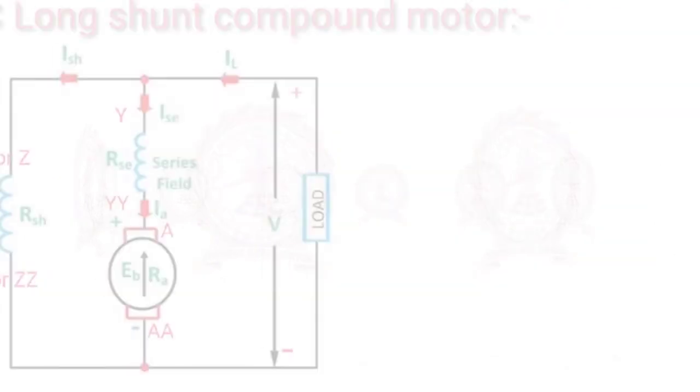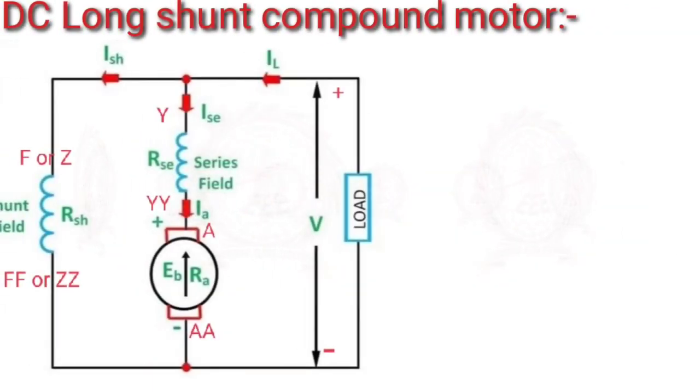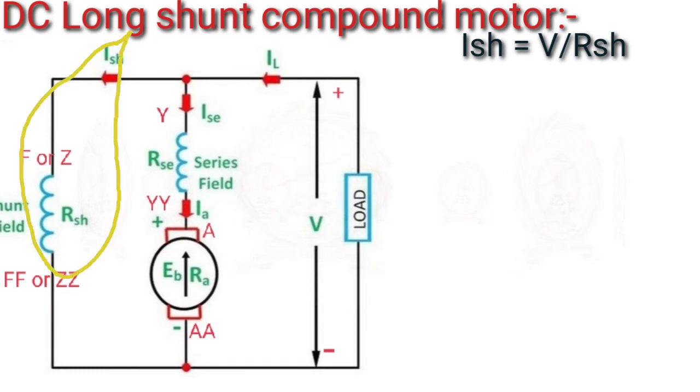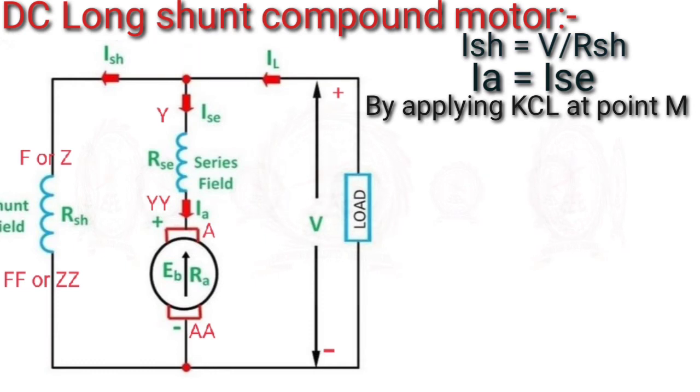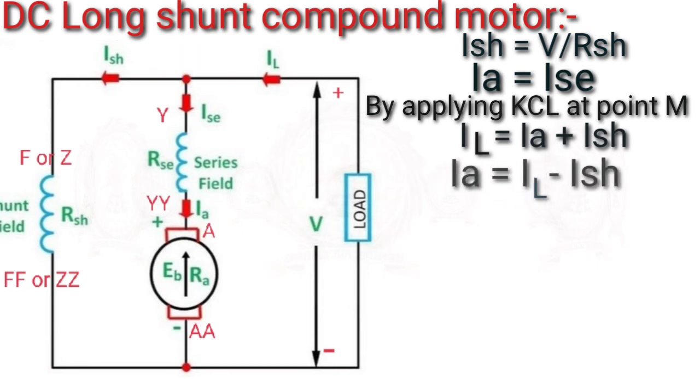Next is the DC long shunt compound motor. Here the theory is the same as the DC long shunt generator, just replace generator with motor. Here the current and voltage equations are ISH is equal to V by RSH by Ohm's law. IA is equal to ISC because current flows in the same direction. By applying KCL at point M, IL is equal to IA plus ISH. So IA is equal to IL minus ISH.